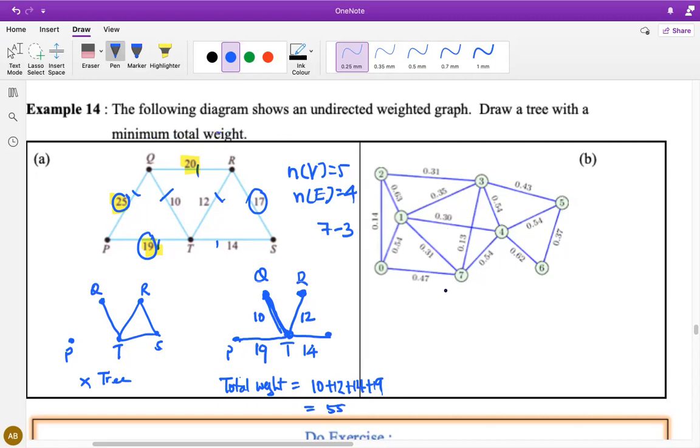Okay, so let's check. Number of vertices. So 1, 2, up to 7, therefore is 8. So how many edges do I need? I need 7.